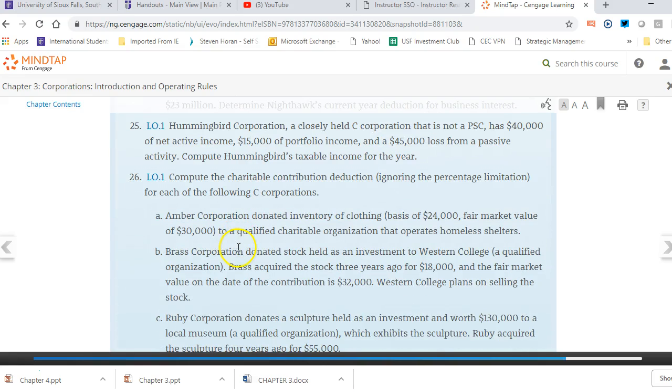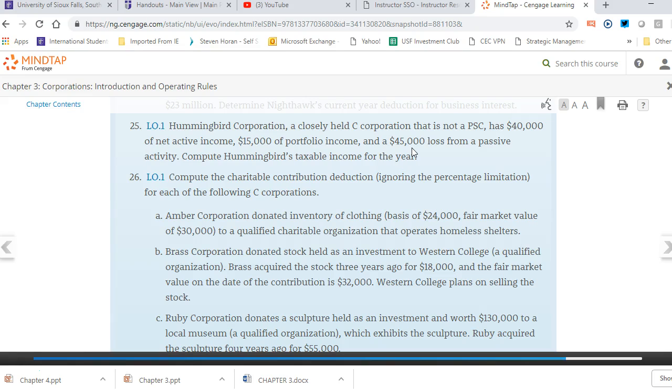So question 25 is Hummingbird Corp. Closely held C Corp, not a PSC, and a PSC is a Personal Services Corporation. The chapter has a page where it explains what those are, but think mostly service companies, doctors, lawyers, accounting firms, and so on. But this one is not a PSC. It has 40,000 of net active income, 15,000 portfolio income, and 45,000 loss from a passive activity. Compute their taxable income. There's a section in the chapter that deals with passive activity losses, and that's what this question is trying to get us to.